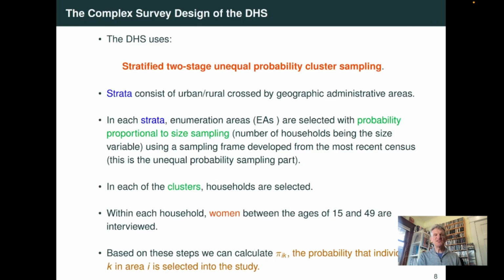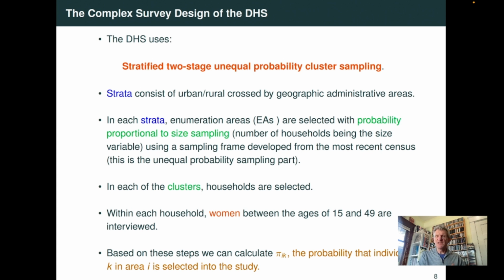So the DHS uses stratified 2-stage unequal probability cluster sampling. The strata here consist of urban-rural crossed with geographical areas, usually admin 1, but sometimes admin 2. Then within each strata, enumeration areas, or I'll use the word interchangeably with clusters, are selected with probability proportional to size. So the number of households here is the size variable. So enumeration areas with more households are more likely to be selected.